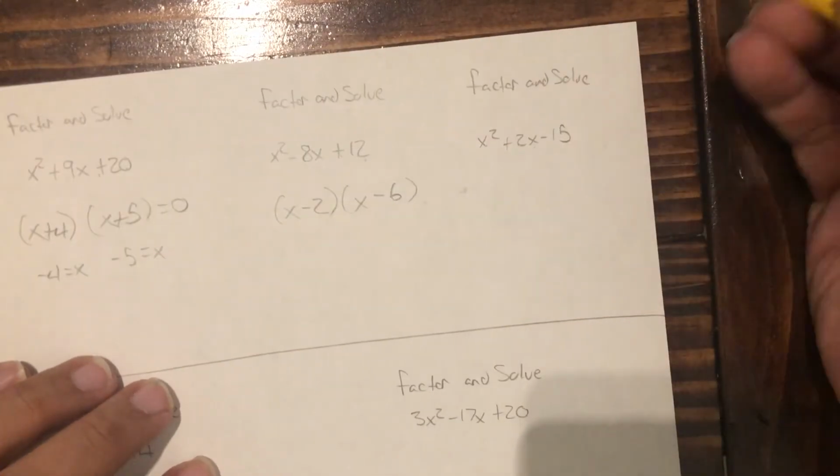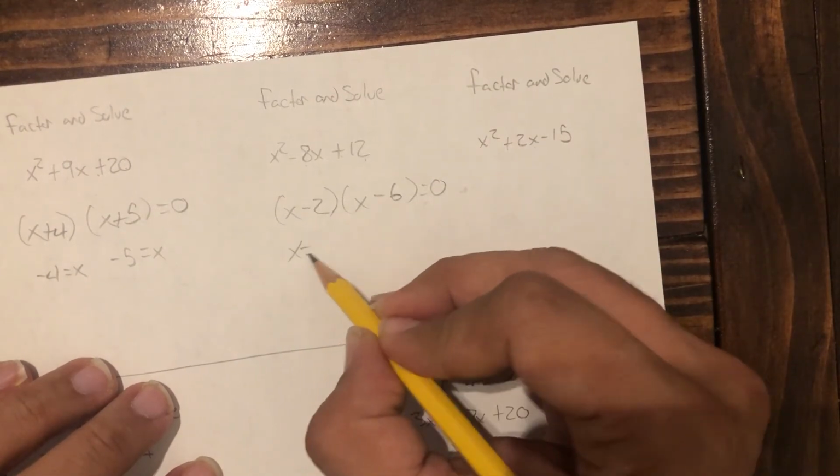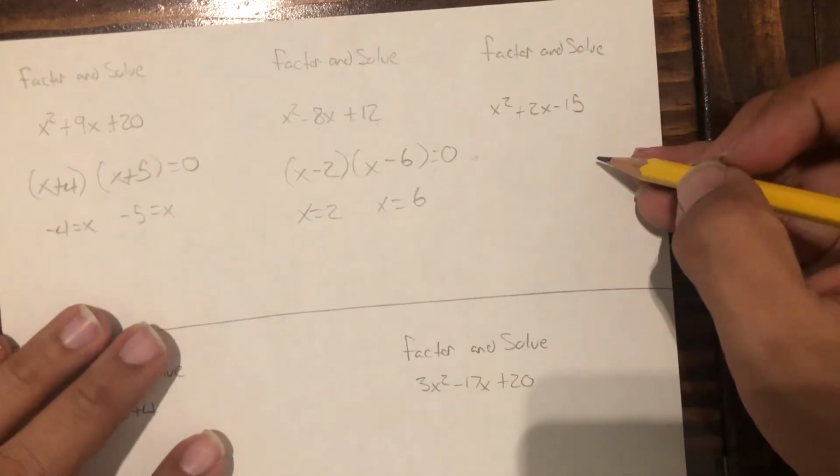Now, we're going off to the next one. If I asked you when does this equal 0, the answer would be when x equals 2 and when x equals 6.